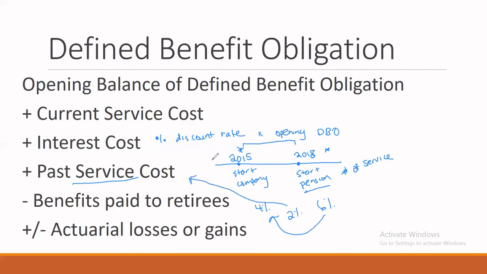Okay, so it's just costs related to either not having a pension at the beginning of when you started your company or changing something in the pension formula, which would incur some costs. Okay, so that would be past service costs. So you would add that as well.